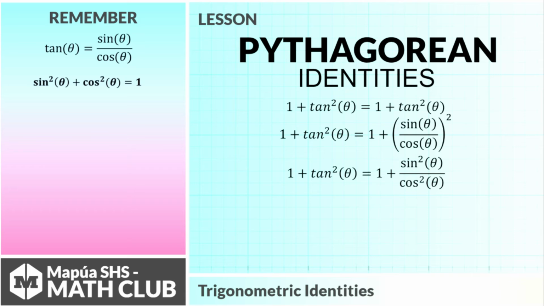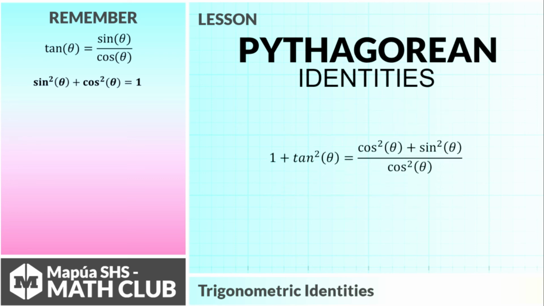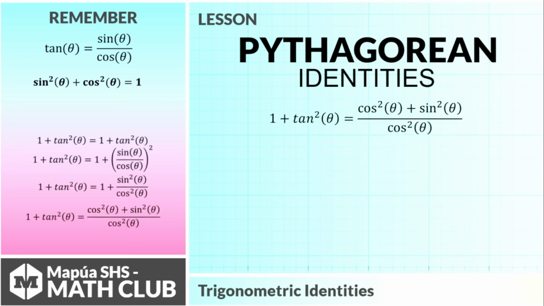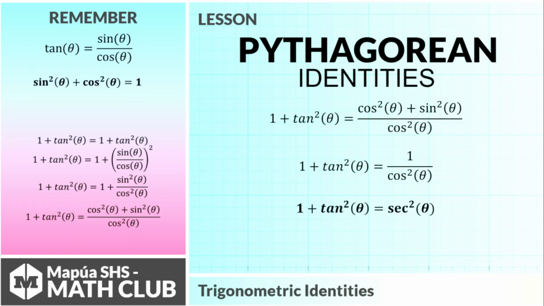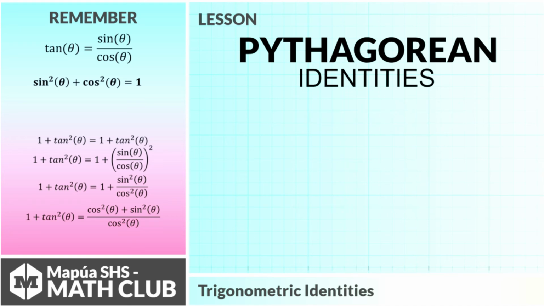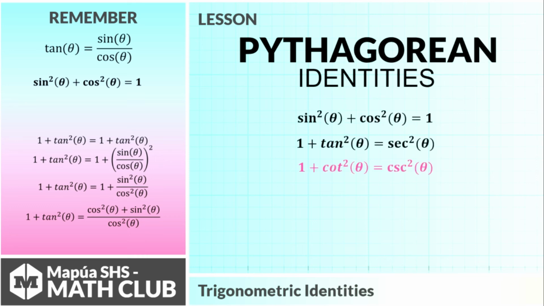over cos squared theta. By constructing a single function on the right side of the equation, we'll have 1 plus tan squared theta is equal to cos squared theta plus sine squared theta all over cos squared theta. From this, we'll use the first Pythagorean identity to get 1 plus tan squared theta is equal to 1 over cos squared theta. Since 1 over cos squared theta is equal to secant squared theta, then we'll just have to substitute it. Thus, we'll have 1 plus tan squared theta is equal to sec squared theta. And also, the last Pythagorean identity, which is 1 plus cot squared theta is equal to cosecant squared theta, will be derived from those same processes.